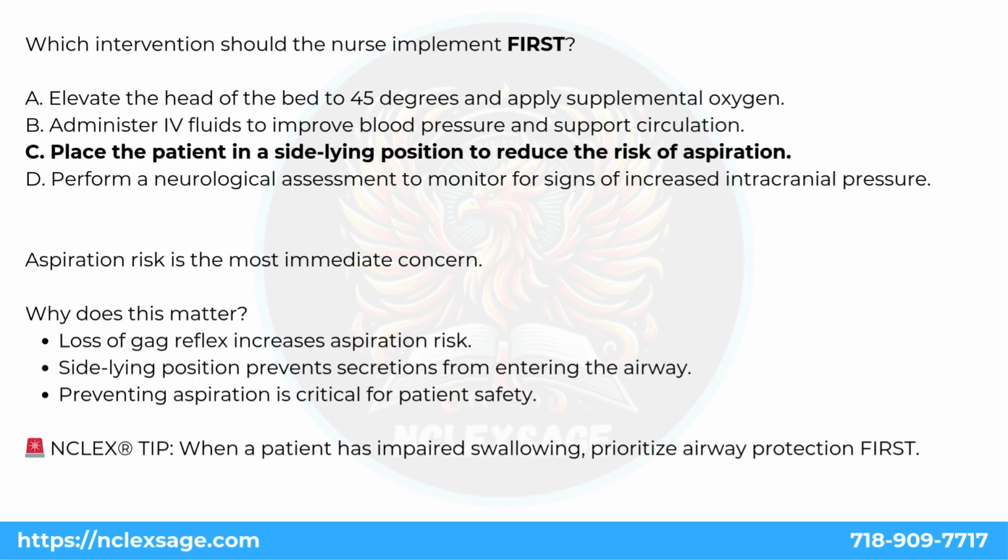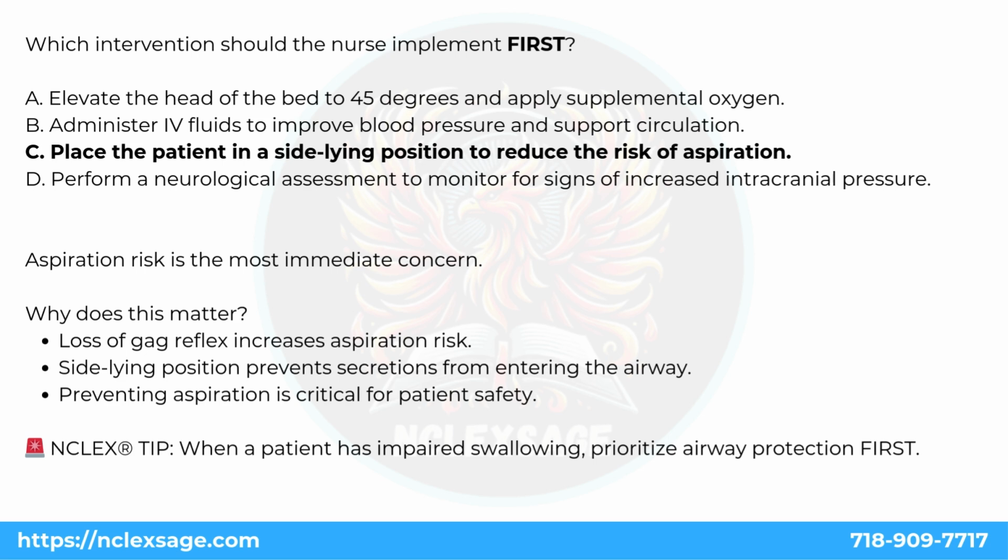The correct answer is C. Place the patient in a side-lying position to reduce the risk of aspiration. This patient has signs of cranial nerve dysfunction, specifically affecting swallowing and the gag reflex. When the gag reflex is impaired, the risk of aspiration is extremely high. Aspiration can quickly lead to airway obstruction, respiratory distress, and pneumonia, making it the most immediate threat to patient safety. Placing the patient in a side-lying position allows secretions to drain safely from the mouth, reducing the risk of aspiration-related complications. This is the most effective preventative measure to protect the airway in a patient with impaired swallowing.